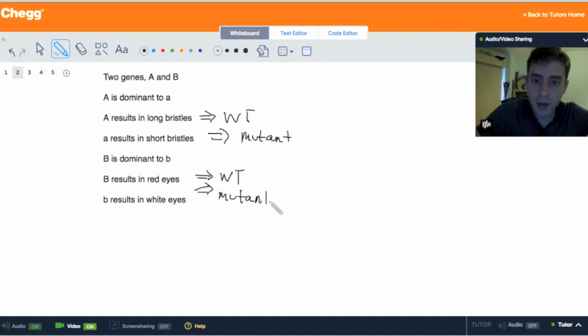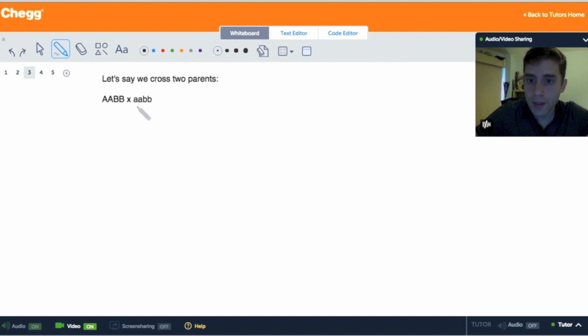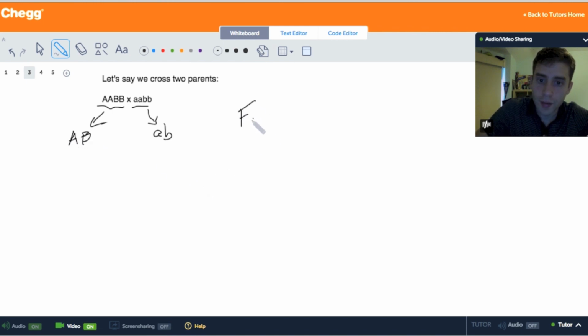Now let's take a look at crosses done with these two genes. Let's say we cross two parents. One will be homozygous dominant for both genes, like I mentioned before. The other will be homozygous recessive for both genes. Now, this parent can only make little a, little b gametes. This parent can only make big A, big B gametes, so they come together to make your F1 progeny, all of which are heterozygous.